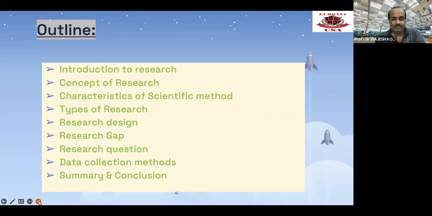In today's session, we will see what is research, concept of research, characteristics of scientific method, types of research, design, research gap, research question, and data collection, and I will summarize it.